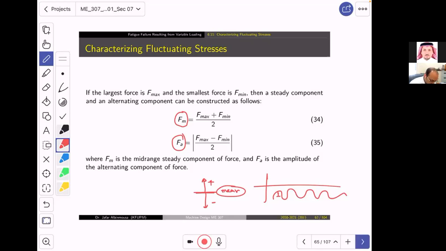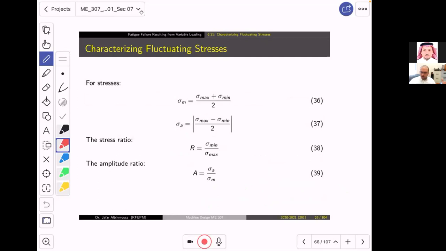That's it. Now, in terms of stresses, we are going to deal with stresses, not mostly with forces. The mean stress is going to be equal to sigma max plus sigma min divided by 2, and the amplitude is sigma max minus sigma min over 2, or under the absolute value.